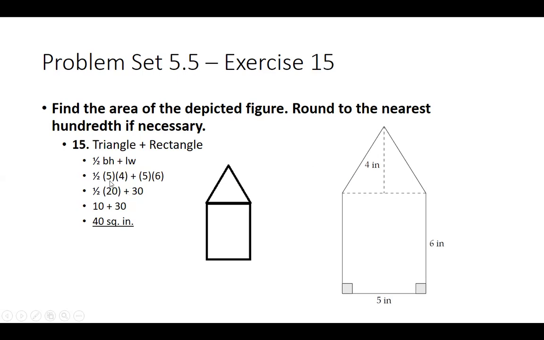So it would be 1/2 times 5 times 4, which is 1/2 times 20, which is 10 for the area of the triangle. For the rectangle, we would have length times width. That would be 5 times 6, which is 30. So add together the area of the triangle, 10, with the area of the rectangle, 30, and we get a total area of 40 square inches.